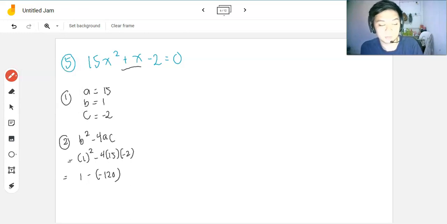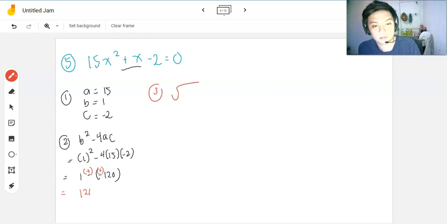So again, the rule in subtracting integers, change the sign of the subtrahend, then proceed to addition. So naging 1 plus positive 120. And the result there is 121. And then for the next step, step 3, we'll just simply get the square root of the discriminant. So what is square root of 121? 121 is a perfect square number at ang kanyang square root ay 11.